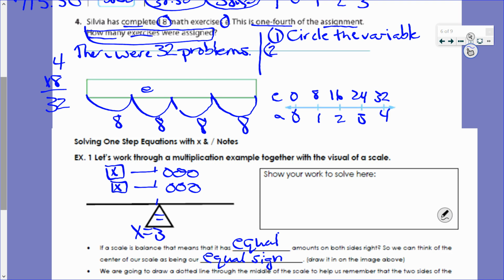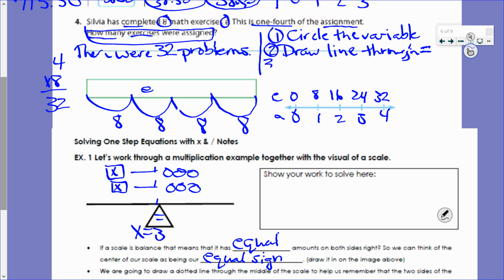Our second step is to draw the line through the equal sign. It's an equal sign, not a smiley face.